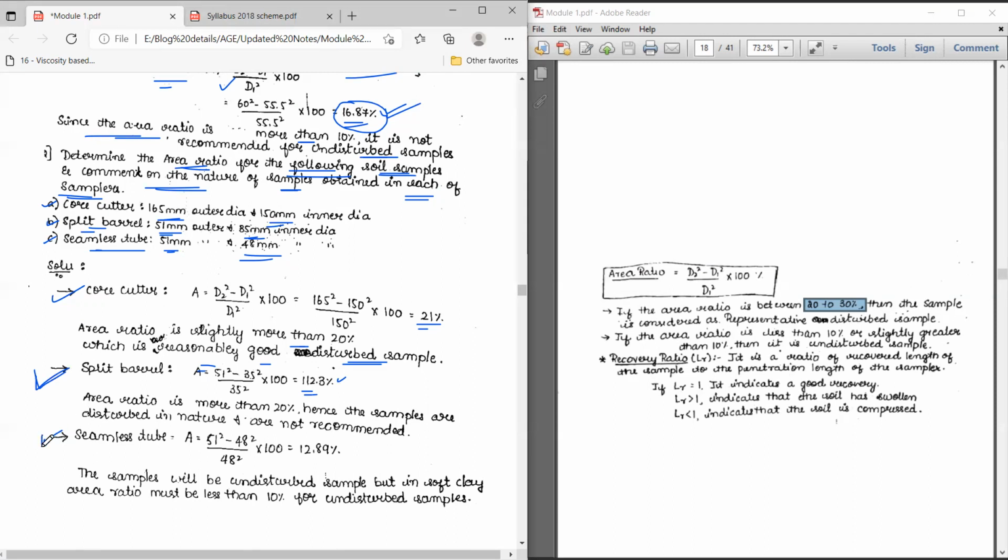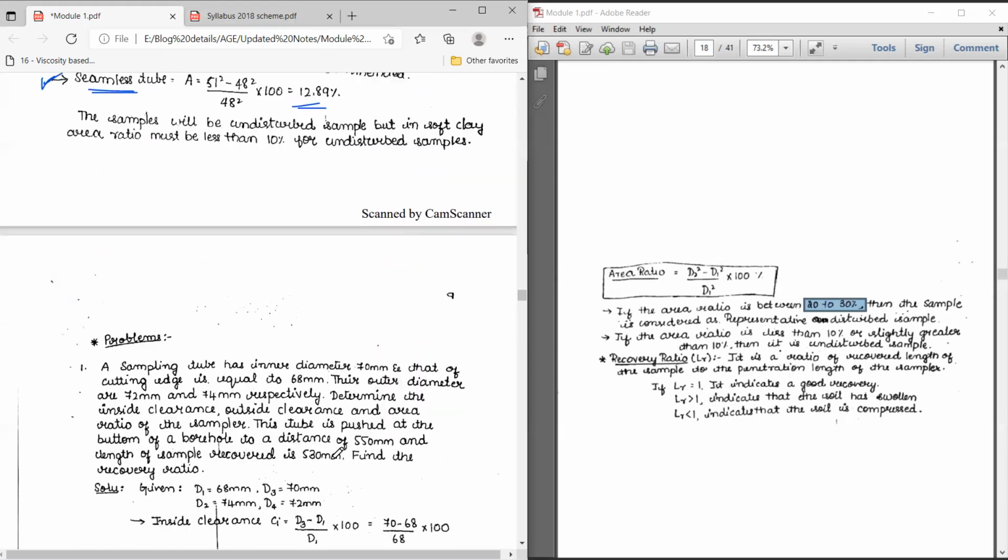Similarly, you can apply the formula for the third sampler, that is the seamless tube. If you apply it there, the external dia is 51 and the internal dia is 48. So the value is 12.89%. Therefore, you can say that here, more or less, you are going to get an undisturbed soil sample. Okay, and this is how you need to calculate whether the soil is disturbed or undisturbed. Okay, let us see one more problem.